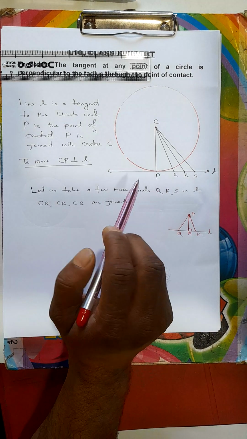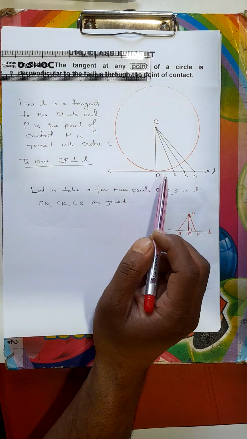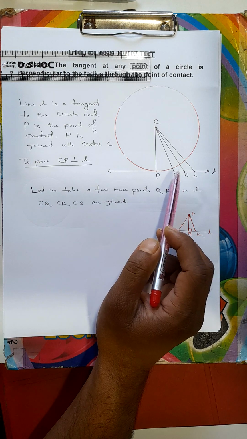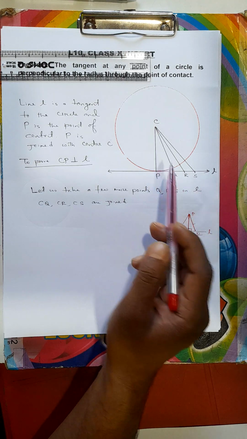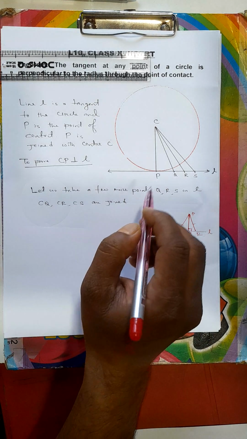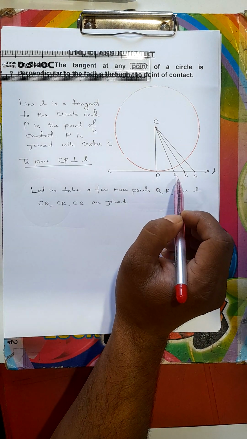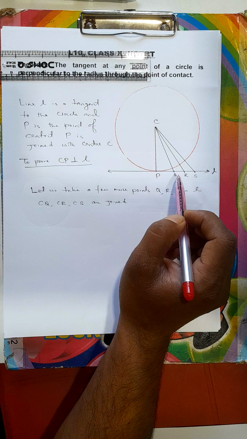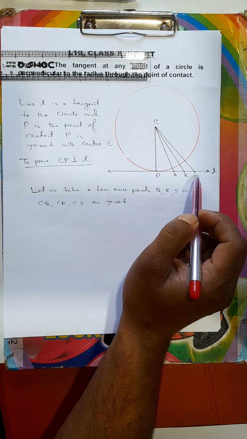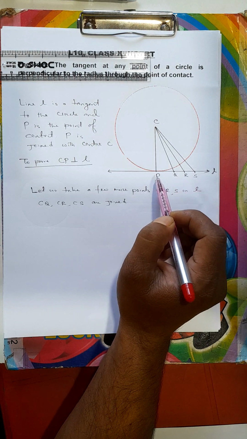Now we'll try to show that CP is the shortest distance between the line L and C. That is why we are trying to prove that the other line segments like CQ, CR, CS, etc. are longer than CP.